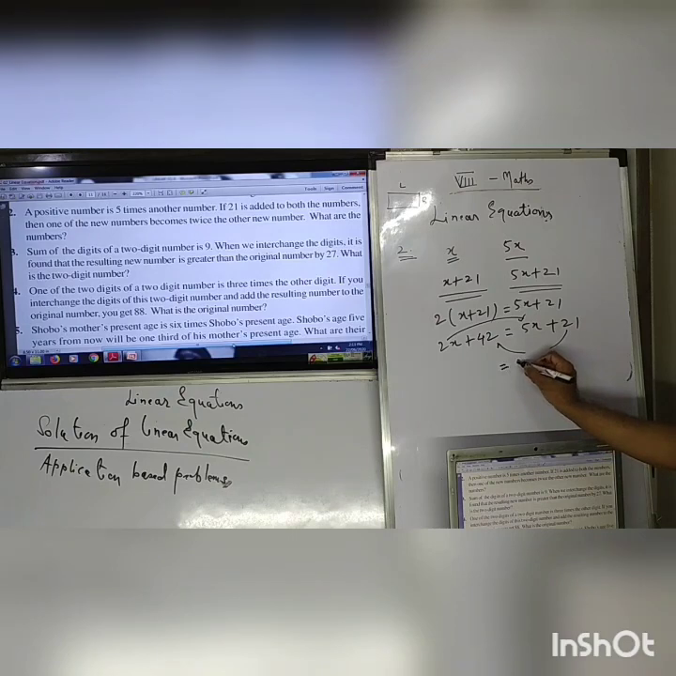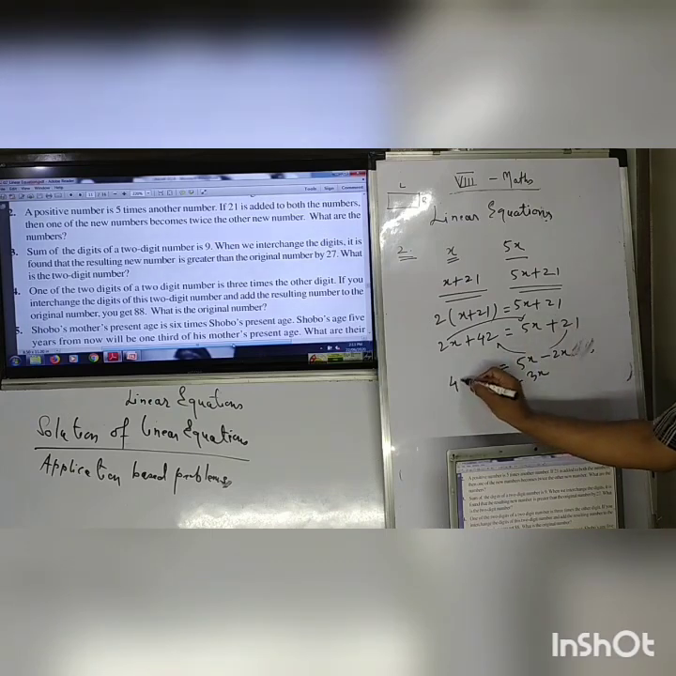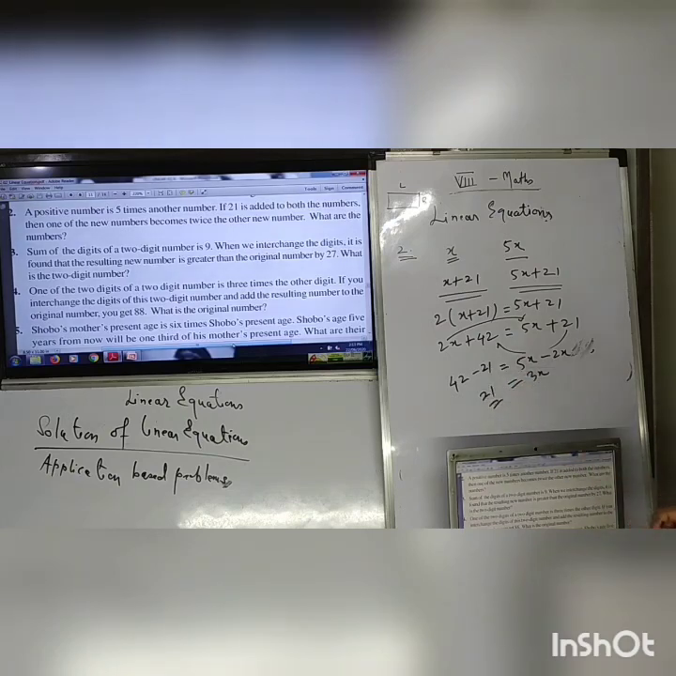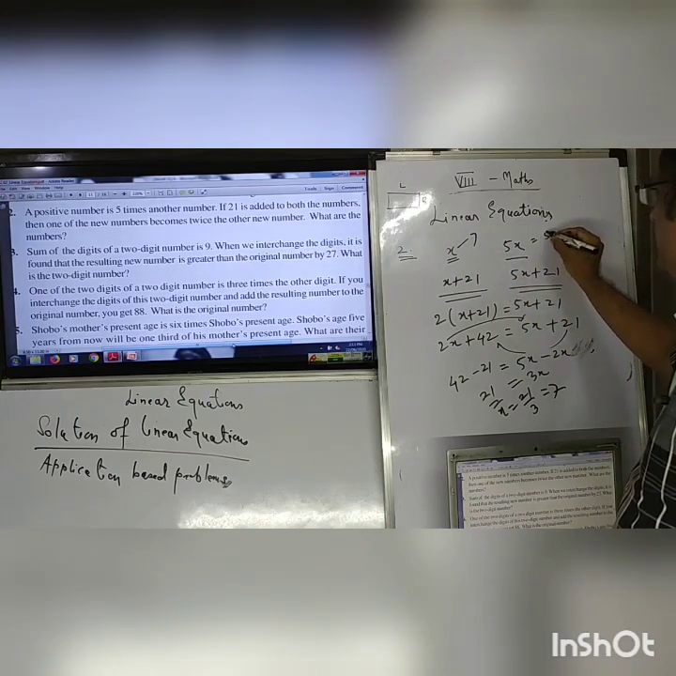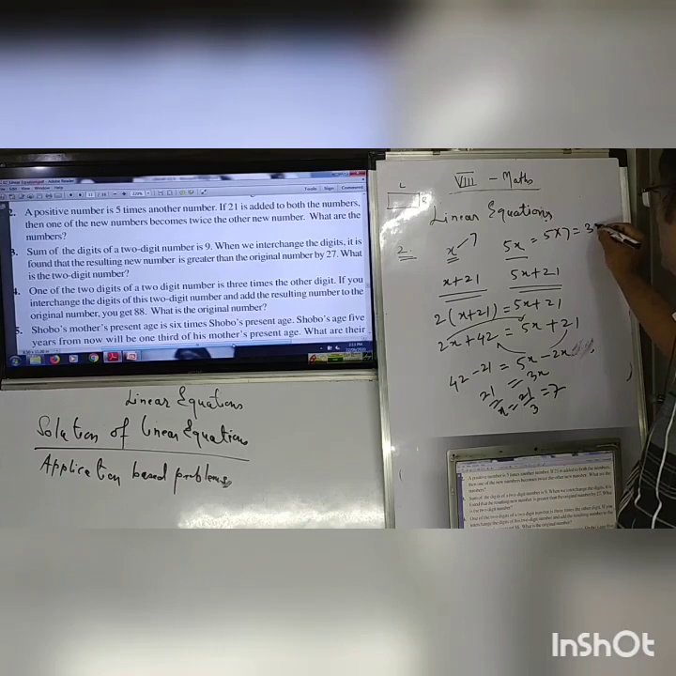Then what happens? This side becomes 5x and this 2x gets transposed. Then 5x minus 2x is equal to 3x. And this 21 gets transposed here. Then 42 minus 21 is equal to 21. So 3x equals 21, which implies x equals 21 by 3, that is 7. So x becomes 7. X becomes 7 means this is equal to 7 and this is equal to 5 into 7, that is 35.